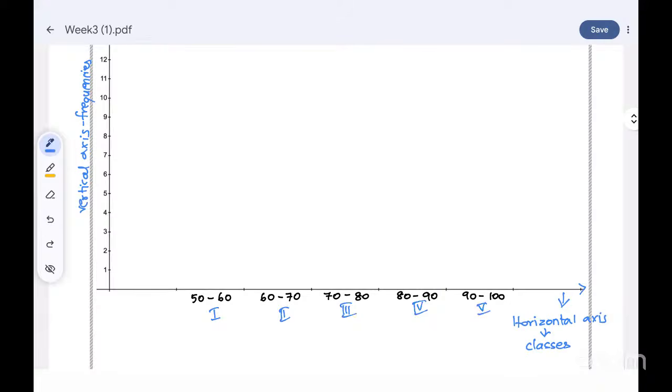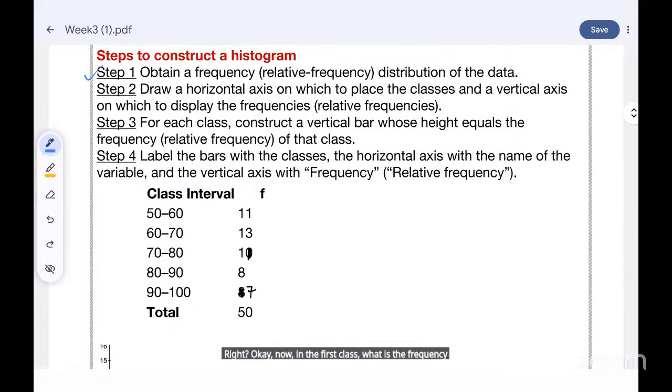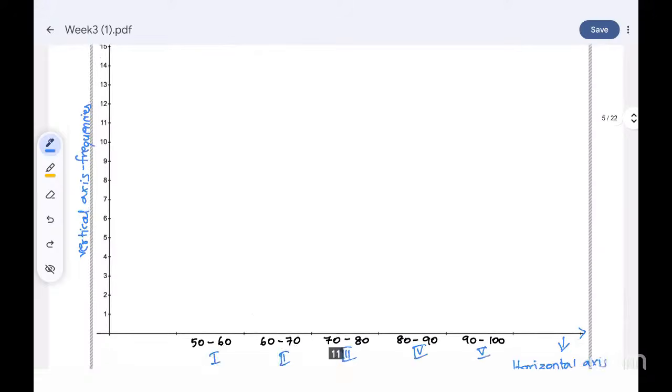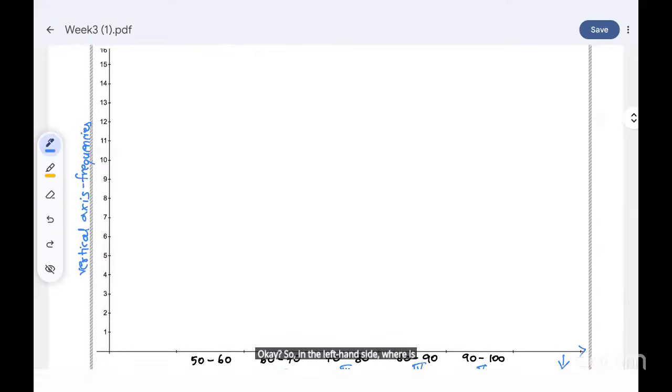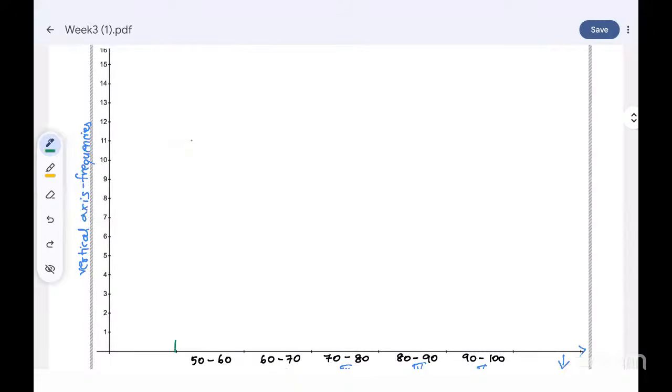Right? Okay. Now, in the first class, what is the frequency? 11. Right? So on the left hand side, where is 11? So 11 is here, right? So let's make a vertical bar, maybe in some other color. Okay, so this is 11.